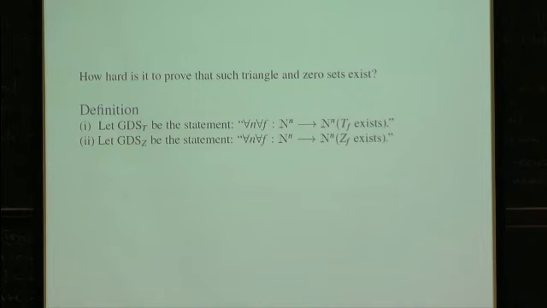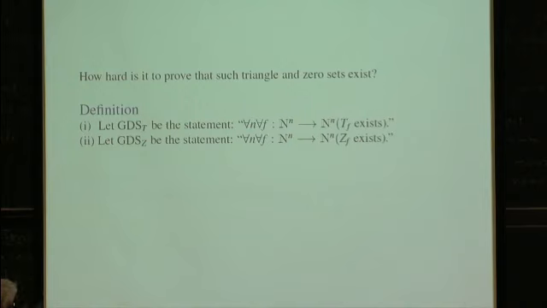So let's just give this a more formal statement here. GDS sub t or sub z is the statement: for every n, for all functions from n to itself, this triangle set exists, or correspondingly the 0 set exists here. So how hard is it to prove that these statements are true?